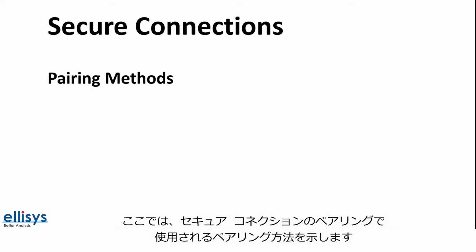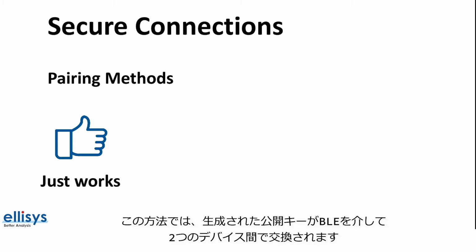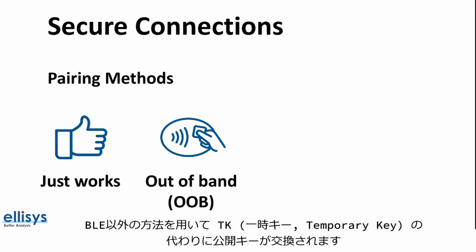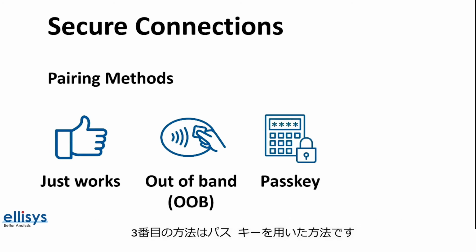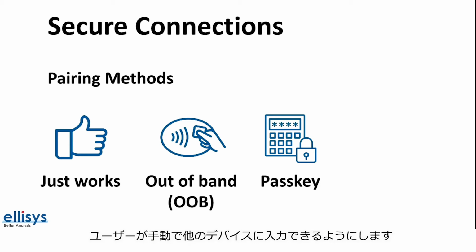Here are the pairing methods that are used in secure connections pairing. First, we have the just works, and in this method the public keys for each device along with other generated values get exchanged between the two devices over BLE. Then we have the out-of-band, which is similar to the method used in legacy connections pairing, but rather the public keys are exchanged instead of the temporary key over a medium other than BLE. The third method is the passkey method, and in this method, a 6-digit number is entered by the user into each device, or one of the devices will generate it for the user to manually enter it into the other one.